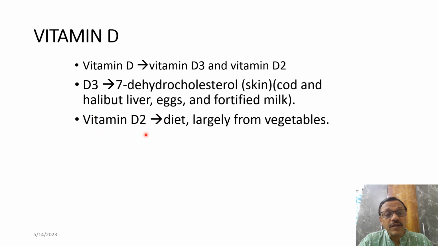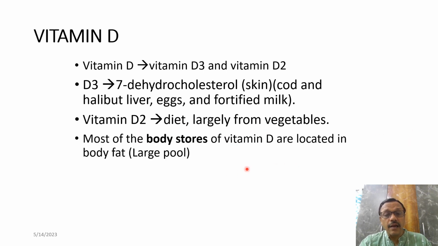Now the source of vitamin D2 is diet, largely from the vegetables. Now the body has got a large store of this vitamin D, and it is located in the body fats. So in the body fat you have a large pool of vitamin D, and only 1 to 2% of this vitamin D is being utilized every day depending upon the need. It is just like you are having a large pool of T4 hormone, and whenever T3 is required, T4 is converted into T3.